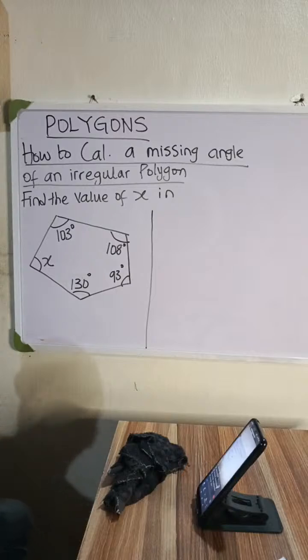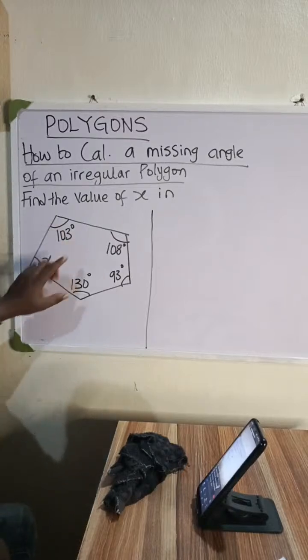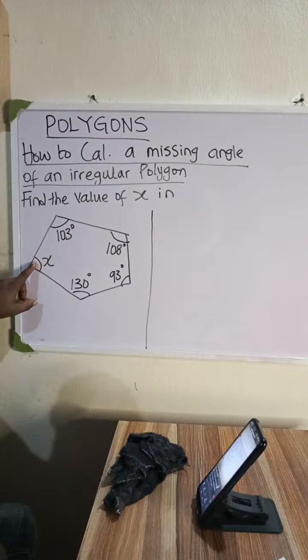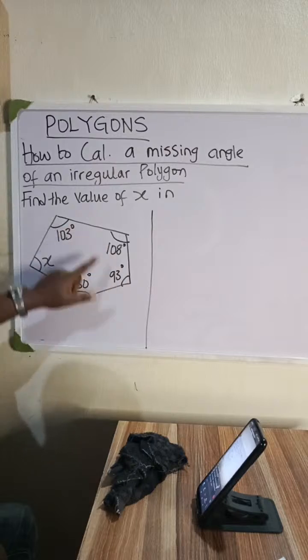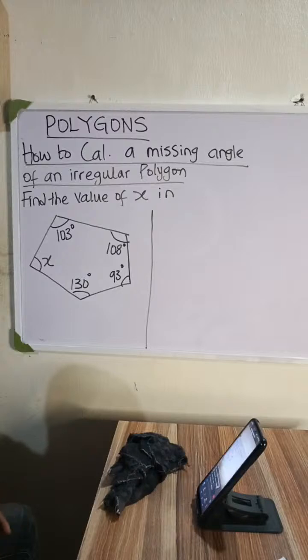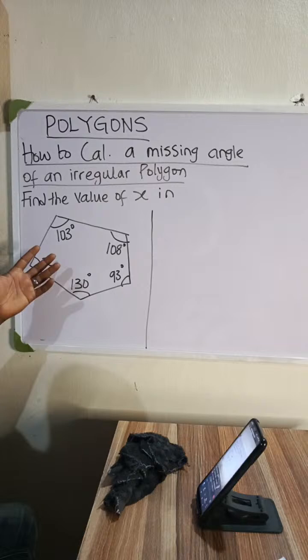Okay. So now we're expected to find the value of x in this polygon we have here. So whenever you're given a question like this and you're expected to calculate a missing angle, the first thing you need to do is identify the polygon you are working with. So first, what polygon do we have here?